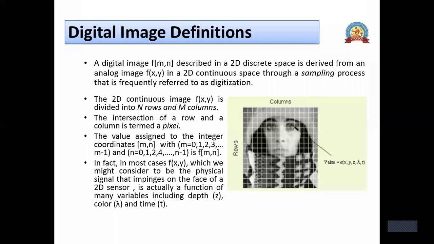So the function will be a combination of the intensity, the color, the depth, and the time also. All of this together gives us the final function, and the output of that function will be stored at that particular pixel point.